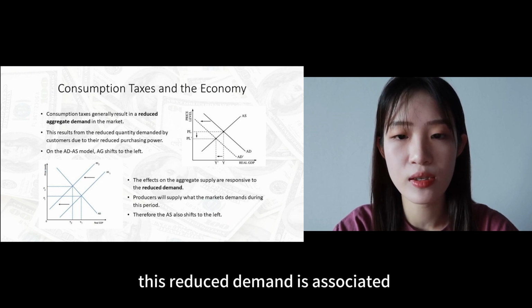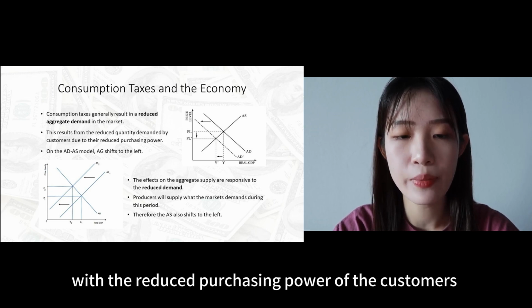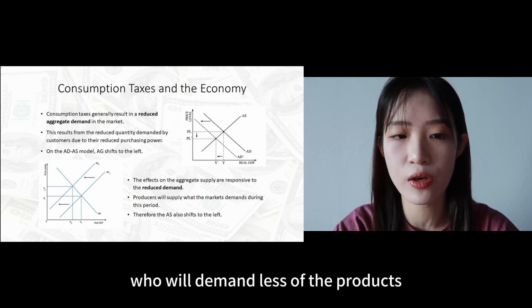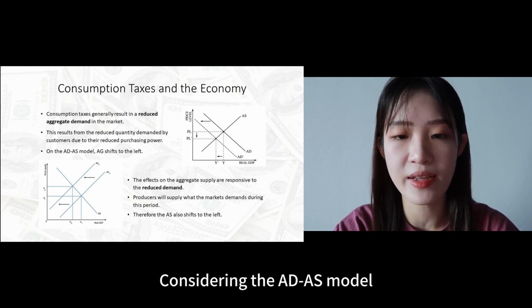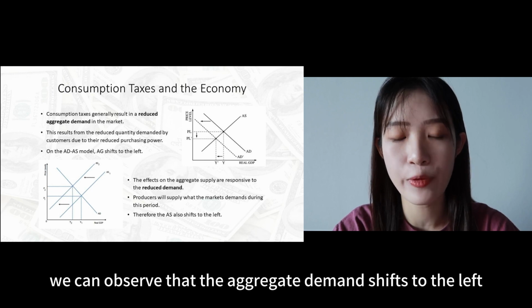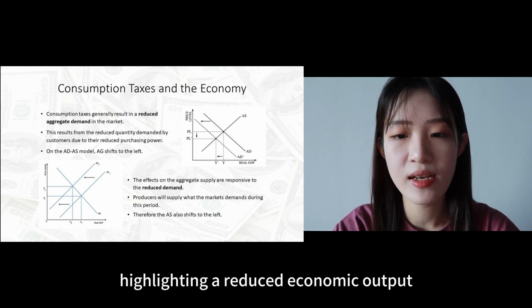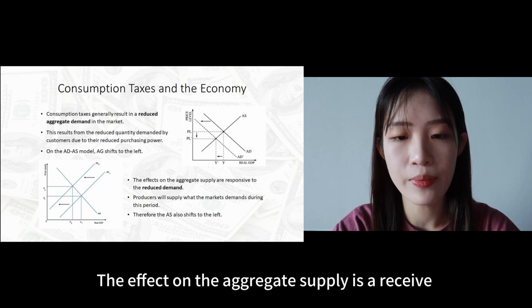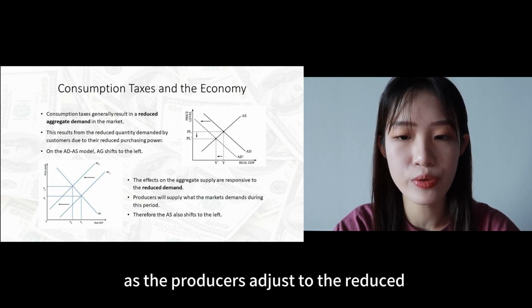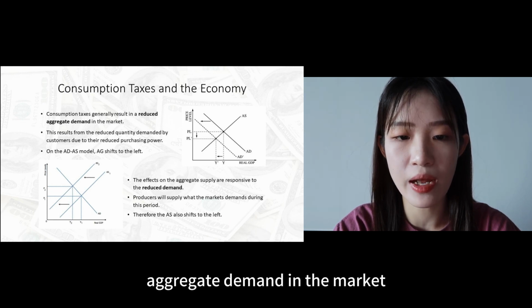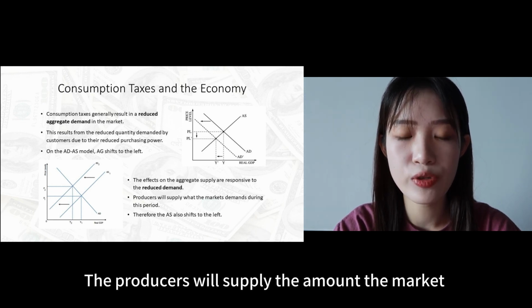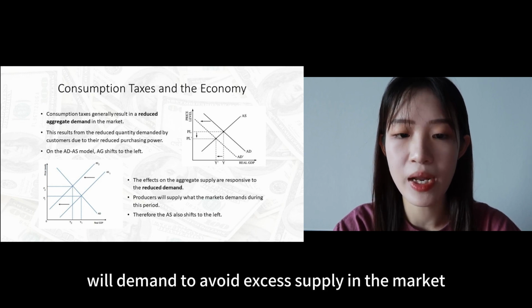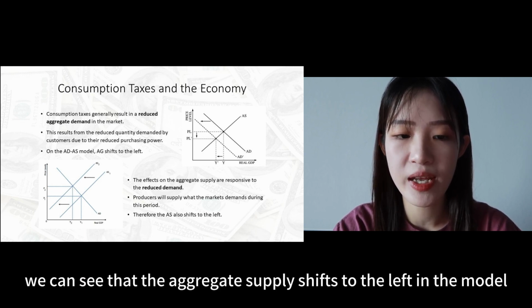This reduced demand is associated with the reduced purchasing power of the customer, who will demand less of the product. Consider the AD and AS model. We can observe that the aggregate demand shifts to the left, highlighting a reduced economic output. The effect on the aggregate supply is received as the producer adjusts to the reduced aggregate demand in the market. The producer will supply the amount the market will demand to avoid excess supplies in the market. In this case, therefore, we can see that the aggregate supply shifts to the left in the model.